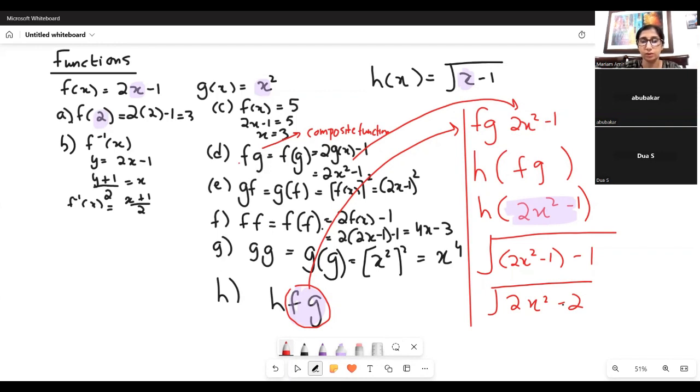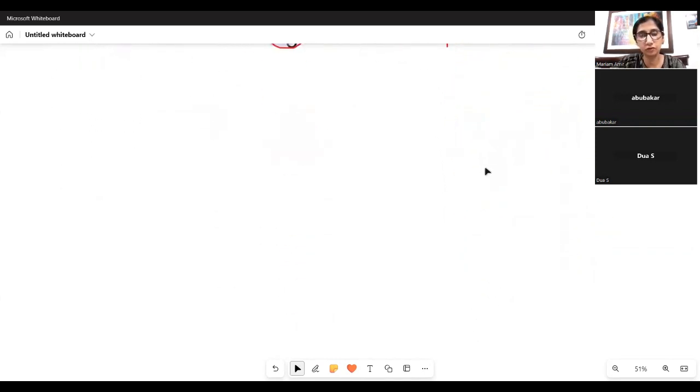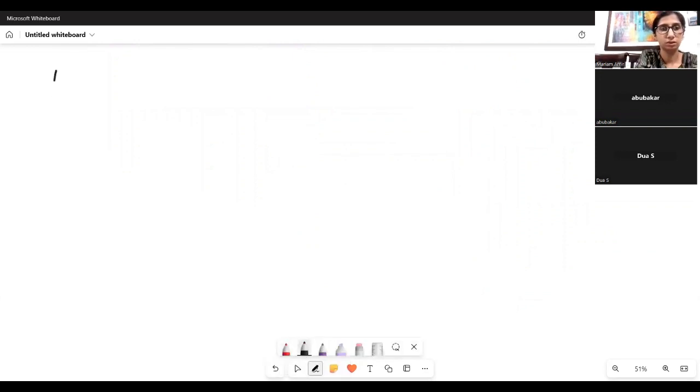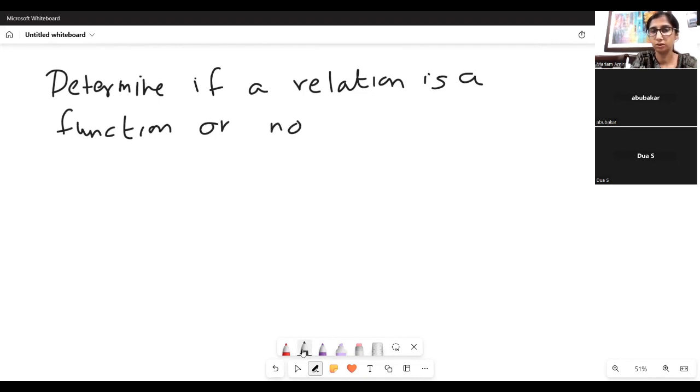Okay. Now let's talk about when is an expression a function and when is an expression not a function. Determine if a relation, which is a better word, is a function or not. Okay, this is the subtopic. Determine if a relation is a function or not.